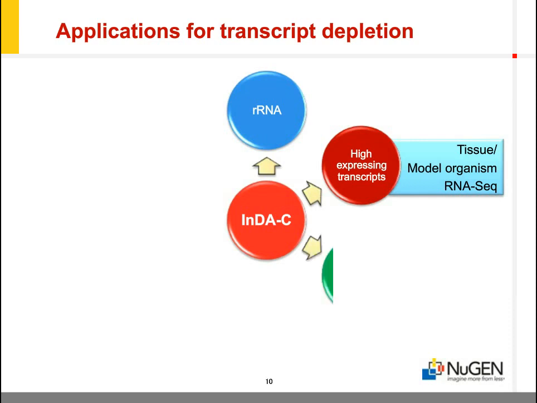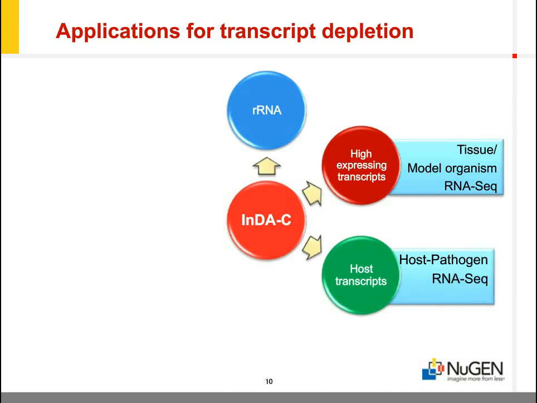Specific depletion of uninformative host or both host and pathogen transcripts in host pathogen studies can increase the coverage of the host and pathogen transcriptome, providing better understanding of the host-pathogen interaction, as well as increasing the sensitivity of pathogen detection.